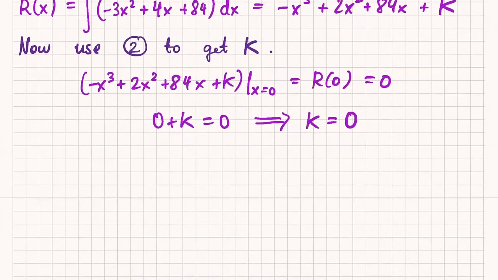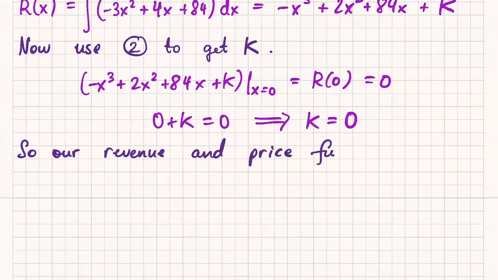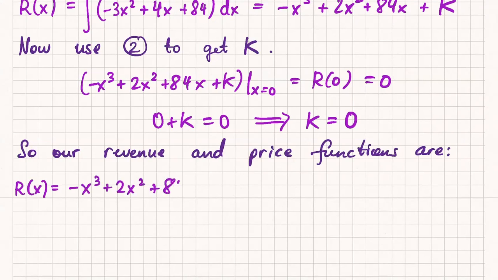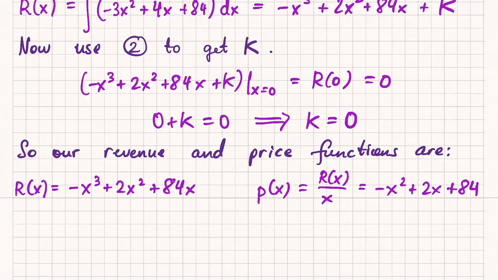Okay, and now we're done with the revenue. So our revenue and price functions are the following. I have my revenue. And I have my price. Remember, price was what? Revenue divided by X, right? That was what we talked about at the very beginning of the problem. Okay, whew. Finally.